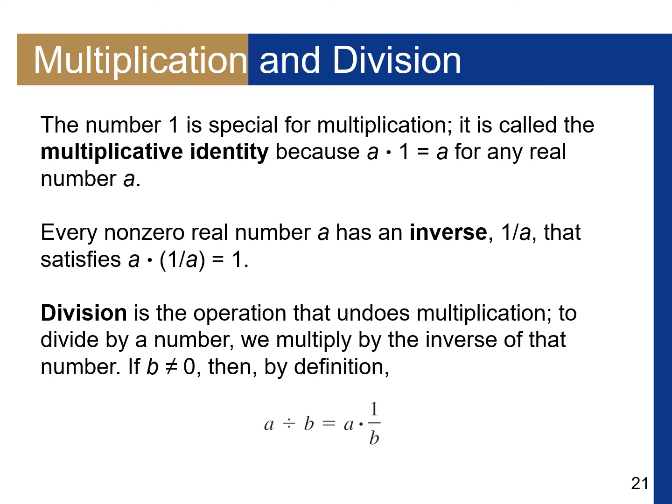Multiplication and division. The identity for multiplication is 1 because you can multiply anything by 1 and it will not change the value. And every real number has its inverse, which is 1 over that real number, so that when you multiply it by its inverse, you will get 1. And you first learned this probably in algebra when you were solving equations.